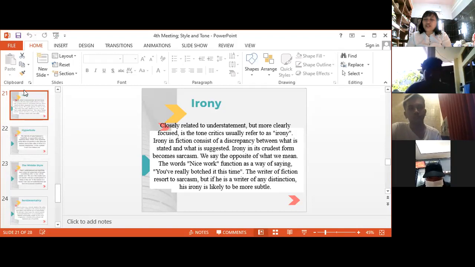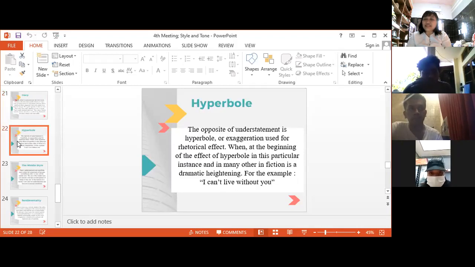The writer of fiction resorts to sarcasm, but if he is a writer of any distinction, his irony is likely to be more subtle. Hyperbole. The opposite of understatement is hyperbole, or exaggeration used for rhetorical effect. The effect of hyperbole, in this particular instance and in many others in fiction, is a dramatic heightening. For example, "I can't live without you."